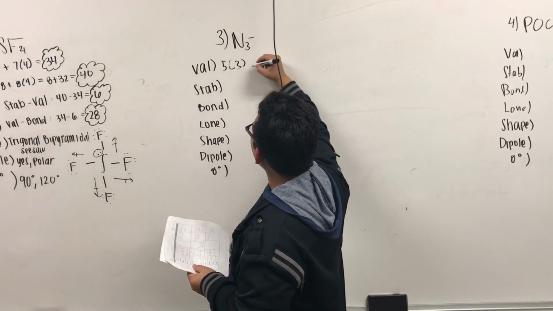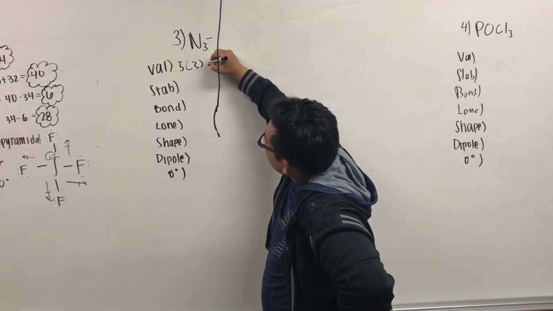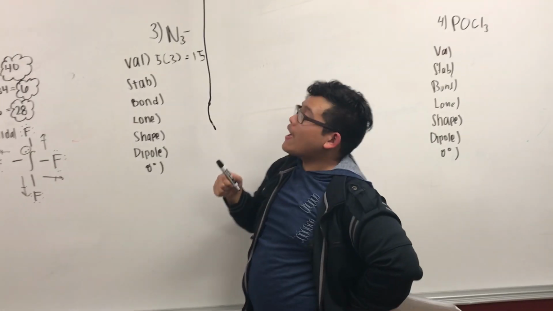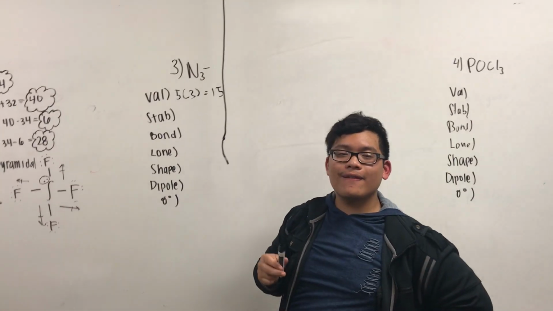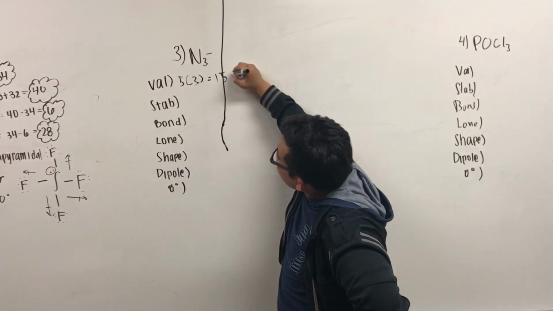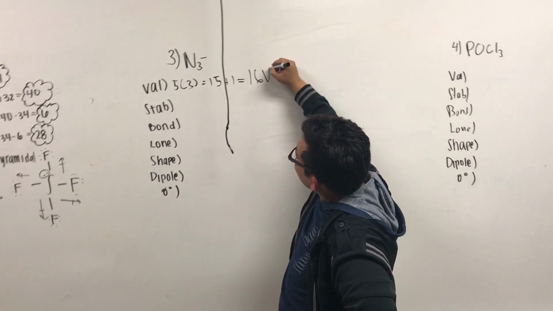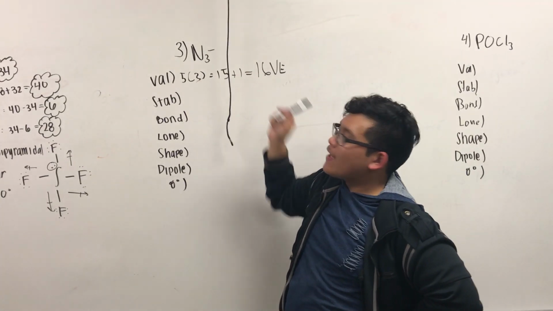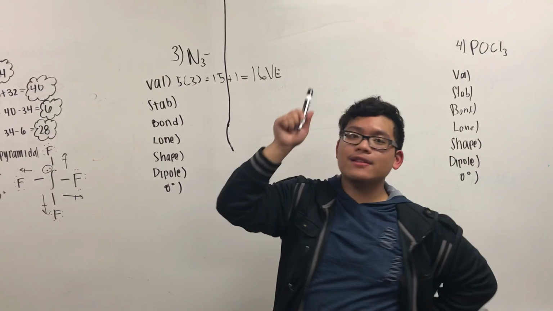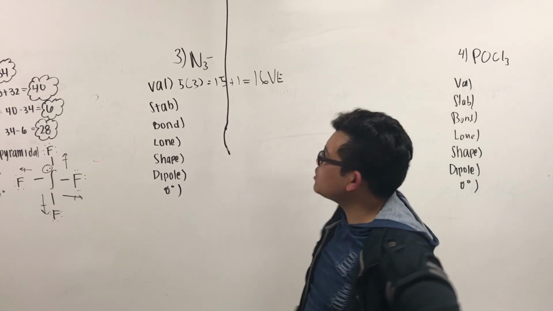So right now, what's 5 times 3? 15. 15. And now we gotta think back to the last unit. What does it mean when there's a negative? It means there's an extra electron. An extra electron. Very good. So the final answer is 16. 16 valence electrons. Don't forget that, people. Remember, when it's negative, add electrons. When it's positive, subtract electrons.